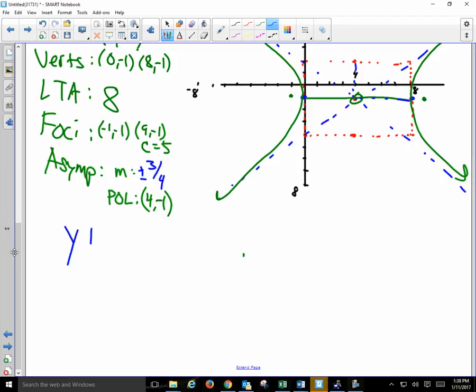So try to finish off that. We got Y plus 1 is equal to plus or minus 3/4 times X minus 4. And you can leave it in point slope form because if you did have to put it in slope intercept form, you come up with 2 equations.